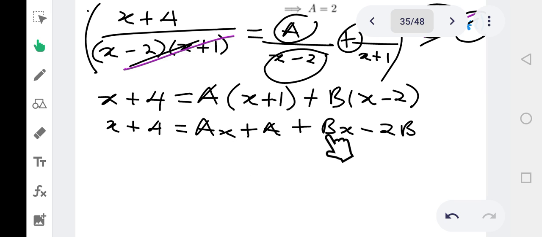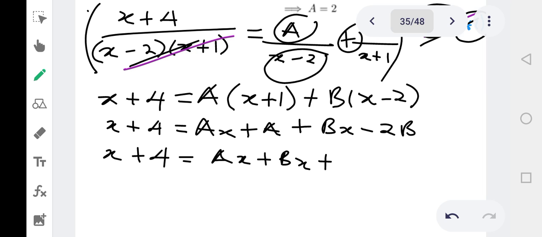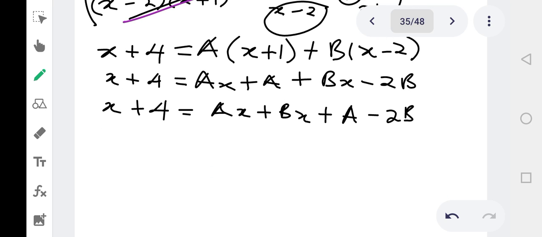So here ax plus bx. These two, they have got x. So we put them together. What are we going to have? We're going to say x plus 4 is equal to ax plus bx plus a minus 2b. All right. When we do that, what are we going to do? We are going to factorize x in this case. These two both have got x. So we can factorize x as a common factor, right? Take x outside and put a and b in the brackets.